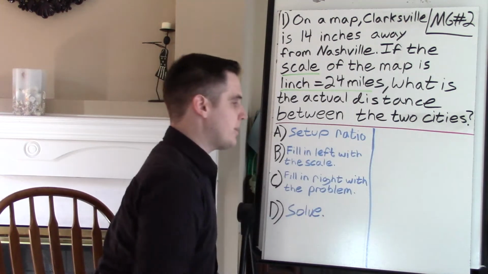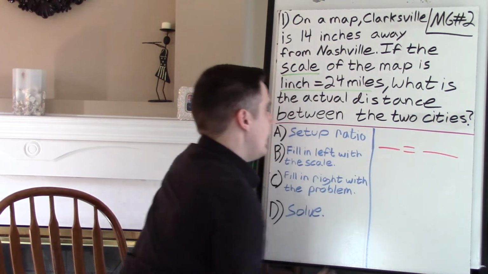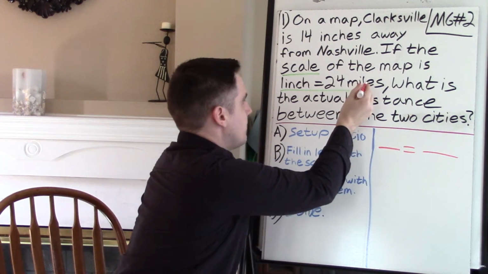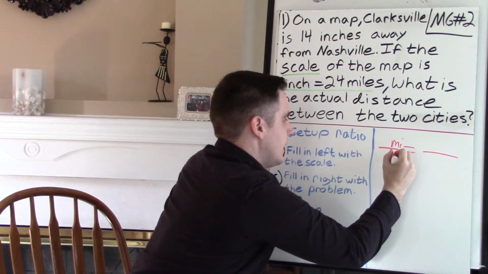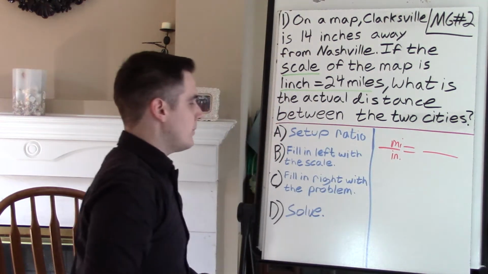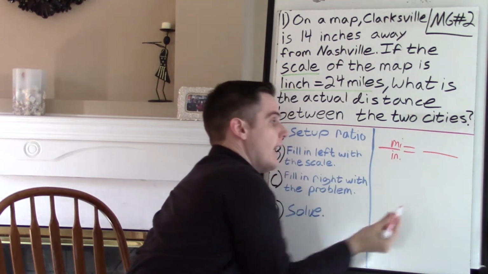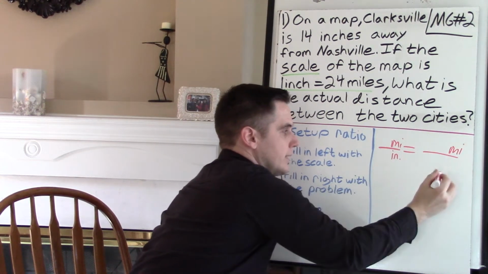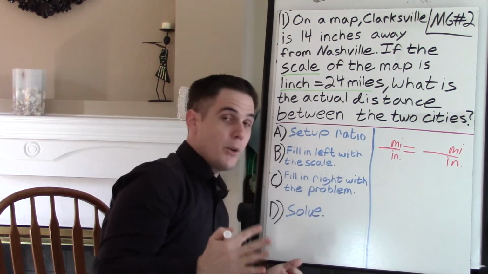So again, we need to set up the ratio. And then we're going to figure out that it's miles and inches. Again, it doesn't matter if you put miles on top and inches on the bottom or the other way around, as long as you stay consistent going across. I decided miles on the top, so I'm going to keep miles on the top. I put inches on the bottom, keeping inches on the bottom. That's the most important thing.